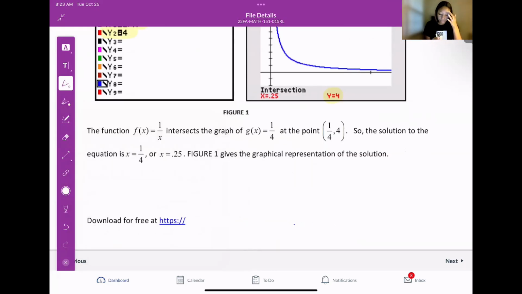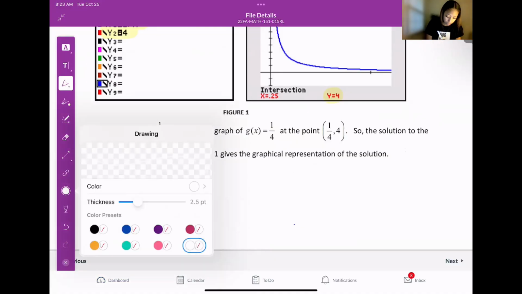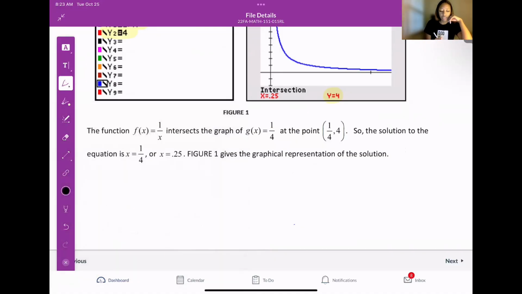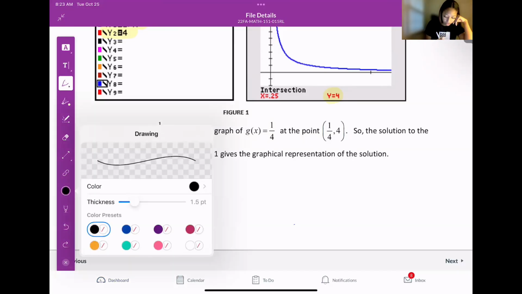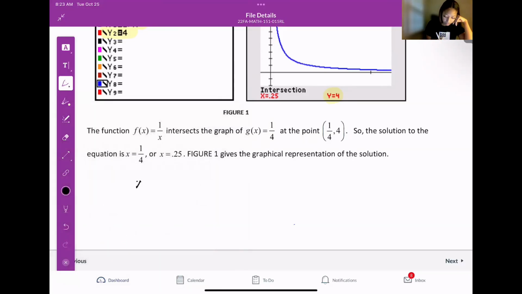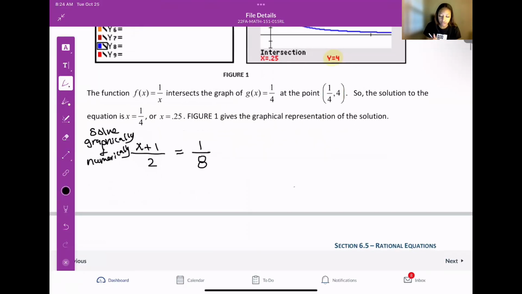So quick example. We're going to solve this problem graphically, numerically. I'm going to project the TI 84 calculator. So let's go. x plus 1 over 2 equals 1 over 8. In order to do this, we're going to let y1 equal x plus 1 over 2, and let y2 in our calculators equal 1/8, and then we're going to find the intersection.